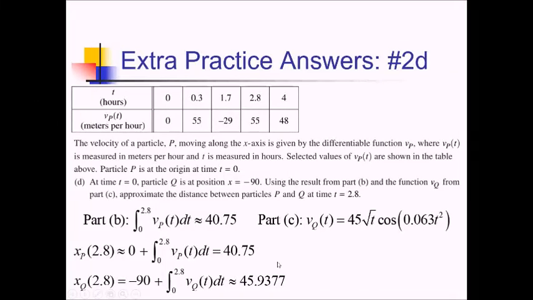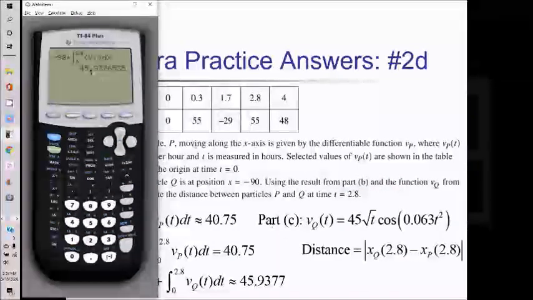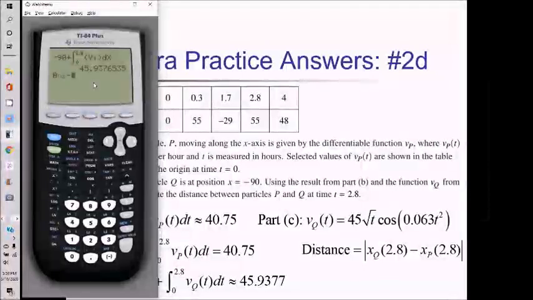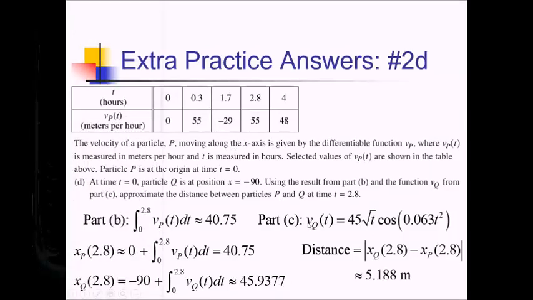And we just want to approximate the distance between these particles. So we're essentially taking the absolute value of the difference of these things. So let me go back to my calculator, take my answer there and subtract 40.75. So my approximated distance is about 5.188, and that is going to be meters.